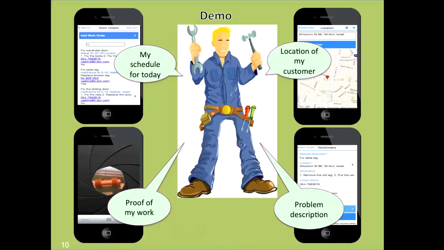So the use case that we have here is the furniture maintenance worker, who receives a list of orders to handle. He can see the location of his customer and the problem description, so he can go to the location of the customer, do the work, provide pictures of the work and his comments, and submit a report.